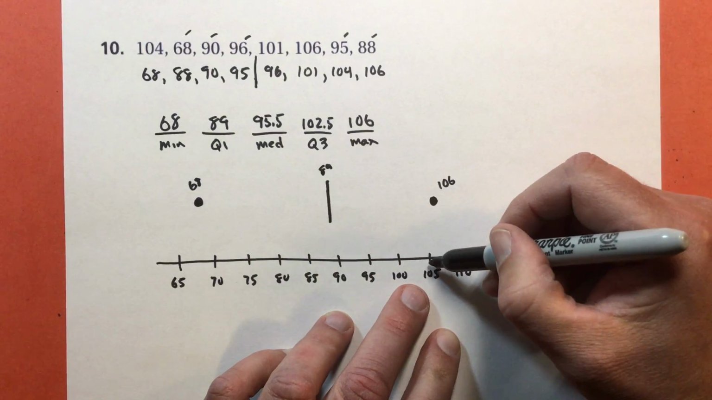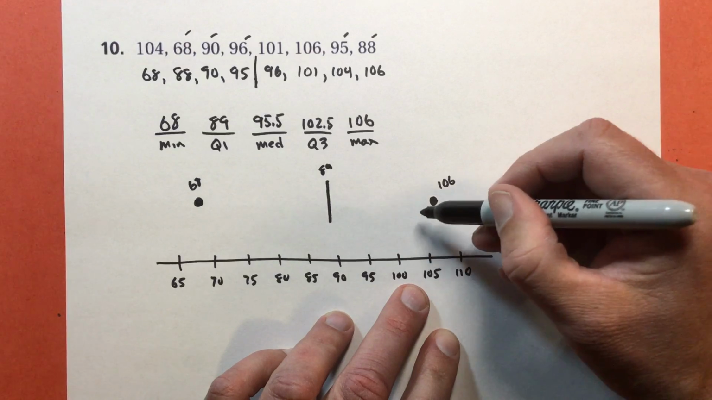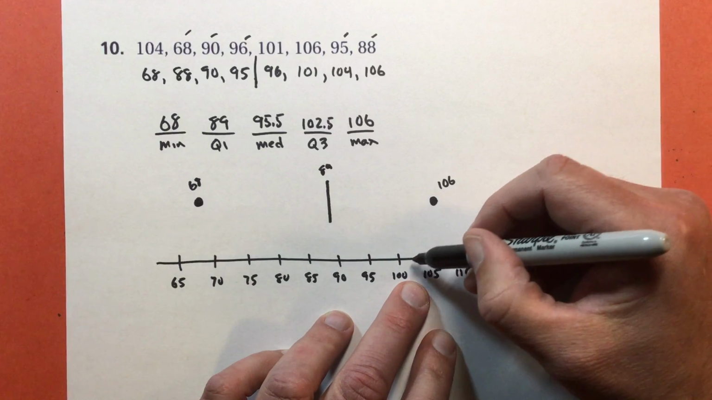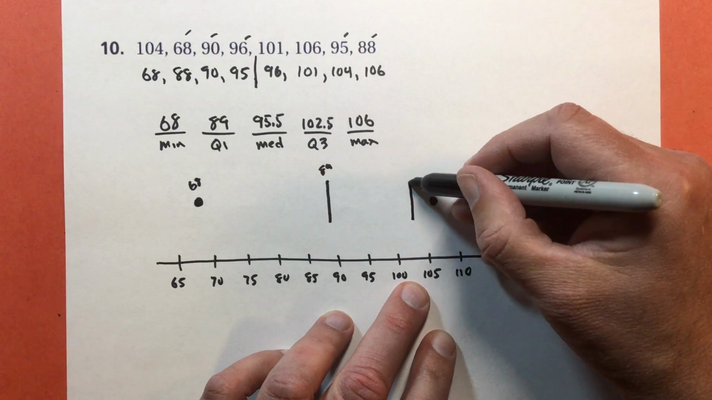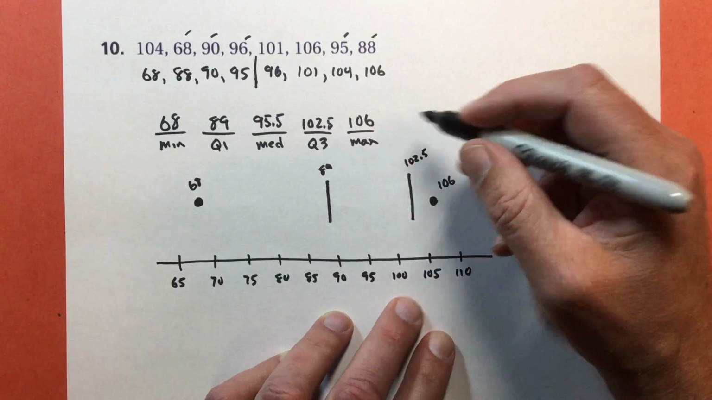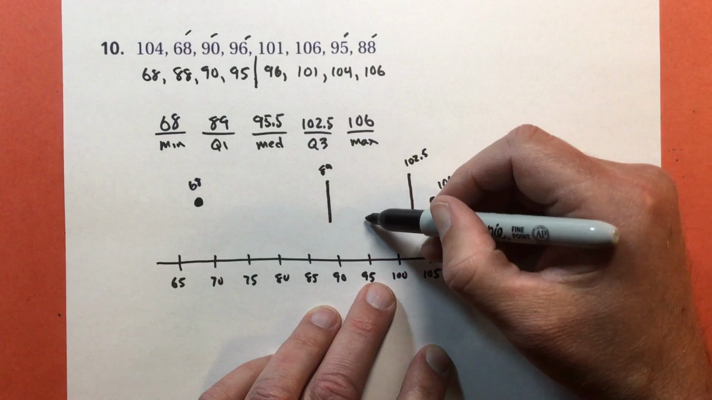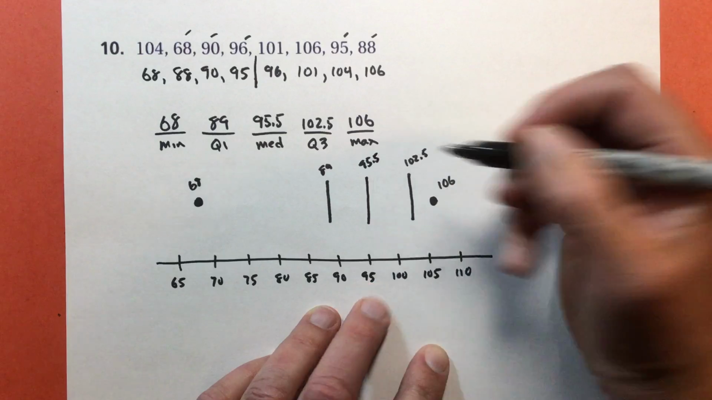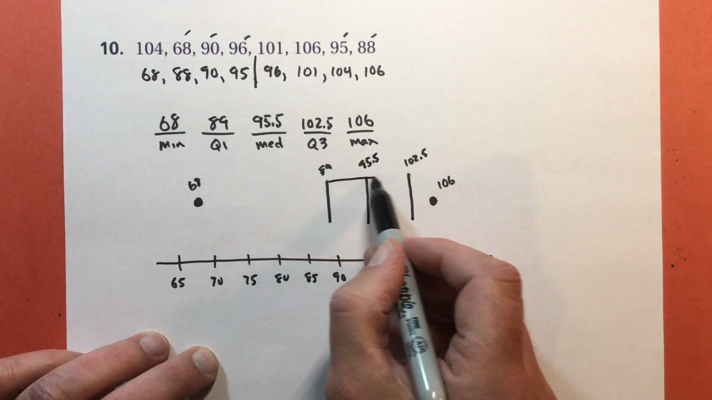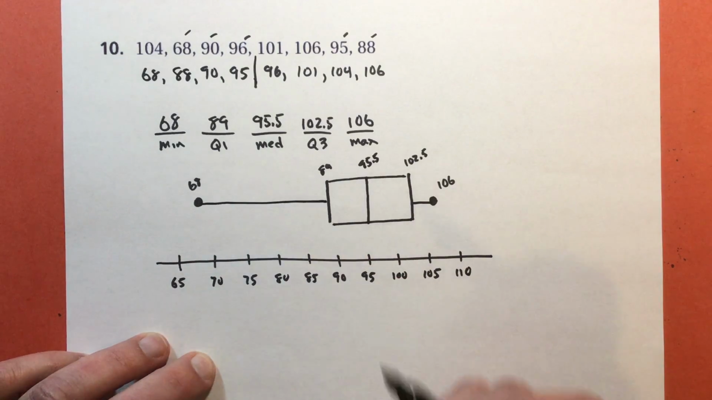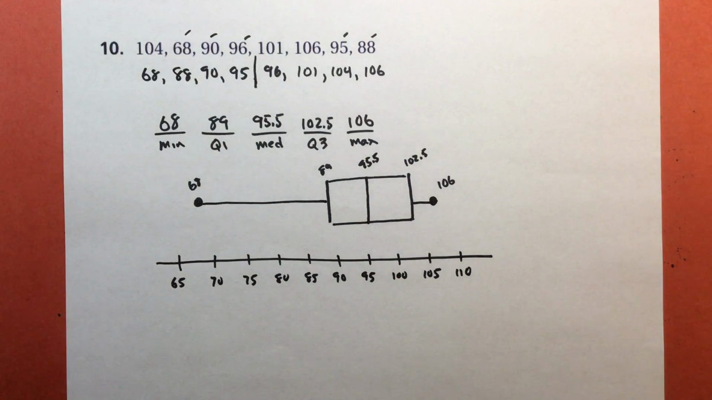102.5 is actually halfway between 100 and 105. Oops, I forgot something. Oh, I forgot the 95.5. I'll get to it. That's fine. I guess as long as I get them there before I start to draw my box, I'll be okay. And 95.5 is real close to the 95. There you go. So now I'm going to draw the top of my box, the bottom of my box, and the whiskers, just like that. All right. Ask questions. We'll see you.